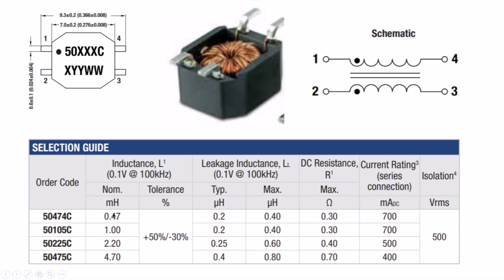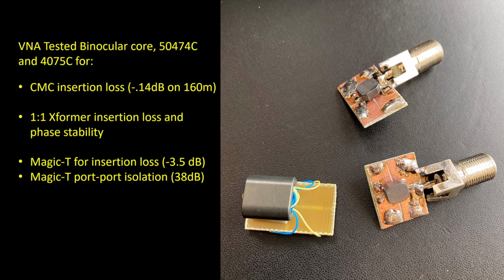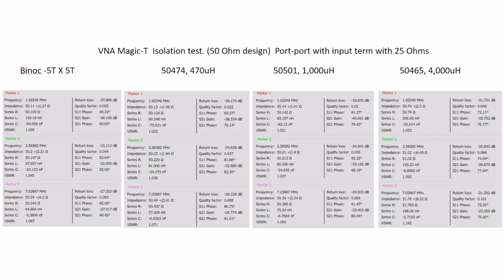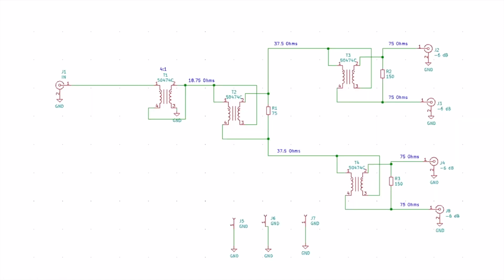Shown below are the four devices in the 5000 series, and they come in increasing inductance from 470 microhenries up to 4.7 microhenries. I ordered a bunch of these and tested them all with my VNA for CMC insertion loss, transformer loss and phase stability, and Magic T insertion loss and port-to-port isolation. I also tested a binocular core device. I won't go through all the details, but the lowest inductance Murata unit, the 50474 device, tested the best, both as a transformer and as a Magic T, and it was comparable and in some respects even better than the binocular core unit.